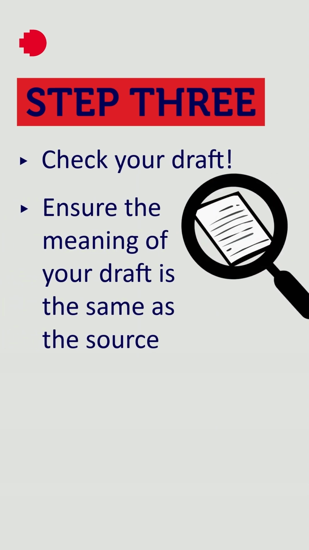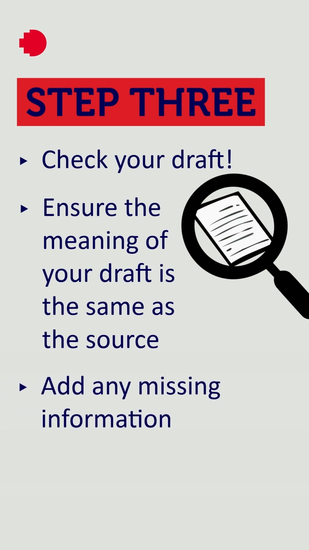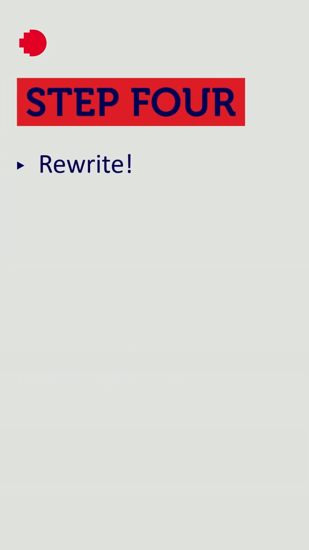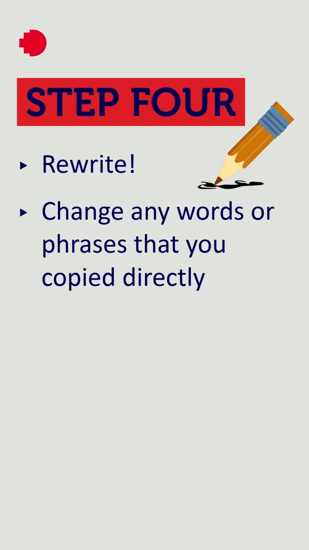Step 3, check the draft. Make sure the meaning of your draft paraphrase is the same as the source, and add any technical information or anything else that you missed that's important. And step 4, rewrite. If you've copied any words or phrases directly from the source that isn't technical information, change them now with synonyms or perhaps the structure of the paraphrase.